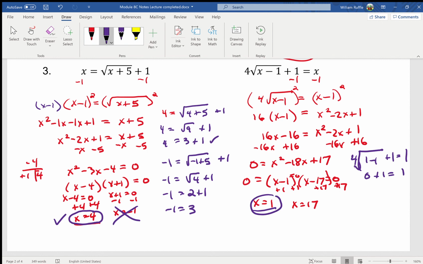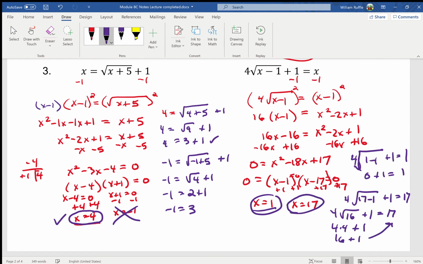Now let's try 17. 4 times the square root of 17 minus 1, plus 1, does it equal 17? So 4 times the square root of 16, plus 1, does it equal 17? Well, 4 times 4 plus 1 was 16 plus 1 does equal 17, so actually they both work, don't they? So one time, only one of the answers works, and the other time, both answers work. And that's why you got to check it out. After those two extremely long questions, this is going to be the end of the first half of the 8C notes.